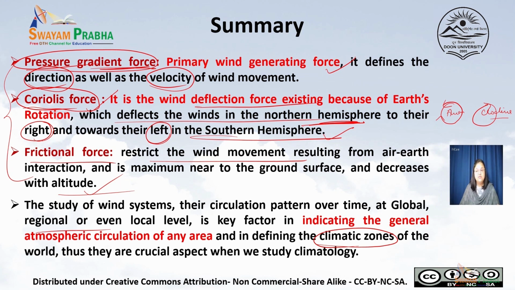Therefore, the study of wind system, wind circulation, its intensity, its speed is a very crucial aspect when we study climatology because it is the major factor which defines the atmospheric circulations across latitudes at the global level also, at the regional level also, and even at the local level also. So it has very wide variations in affecting the climate and weather conditions of any area, in governing the macro as well as micro weather conditions of any area.